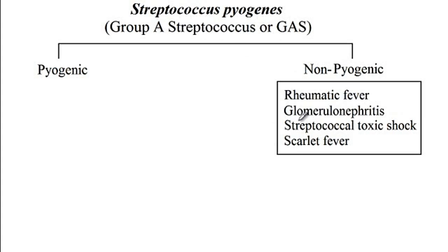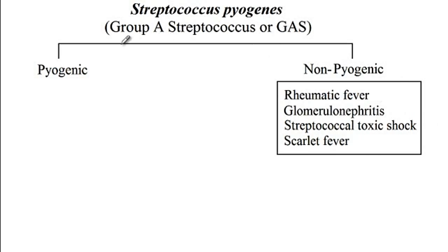So what I'm going to do in this video is that I will talk about the features of Streptococcus pyogenes, about the cellular components that will lead to any one of these complications. And then after that, it would be much easier to be able to understand the features of any one of these complications and also to link them with Streptococcus pyogenes as an underlying infectious agent.